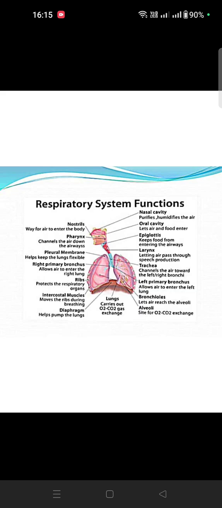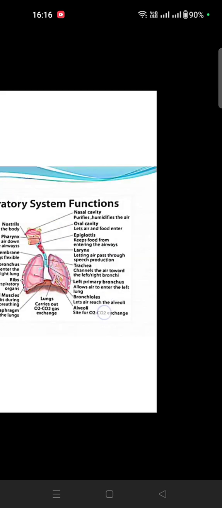Then the nasal cavity purifies and humidifies the air. The oral cavity lets air and food enter. The epiglottis keeps food from entering the airways. The larynx lets the air pass through for speech production. The trachea channels the air toward the left primary bronchus, which allows air to enter the left lung. Bronchioles let air reach the alveoli, and the alveoli are where O2 and CO2 exchange.